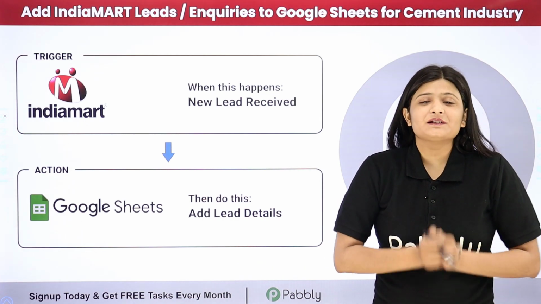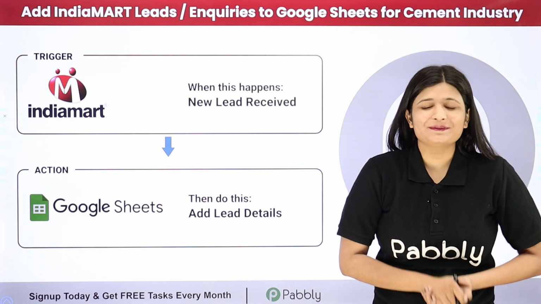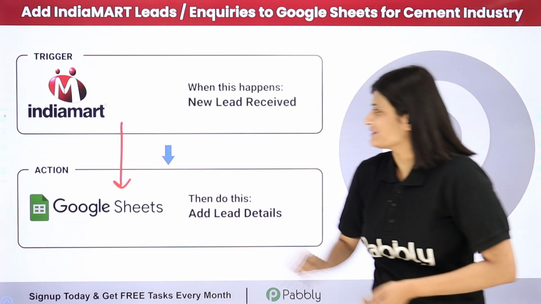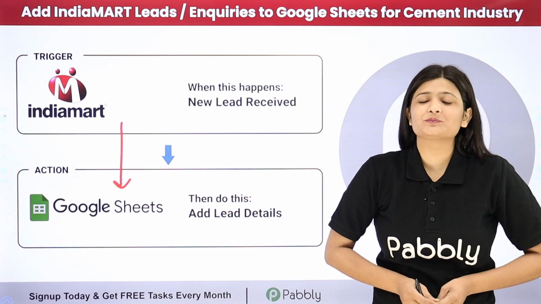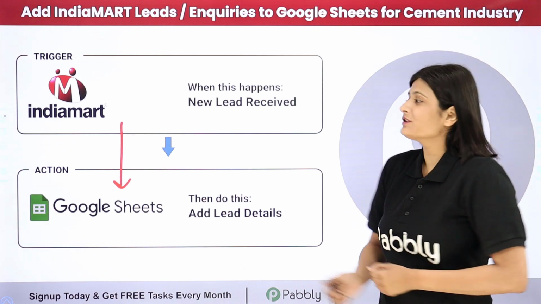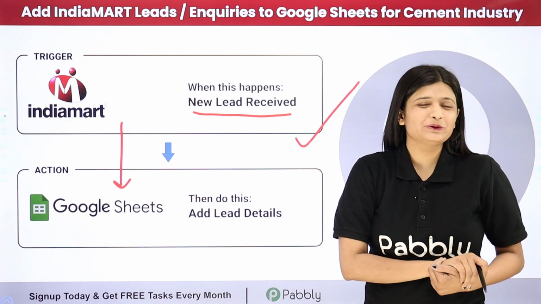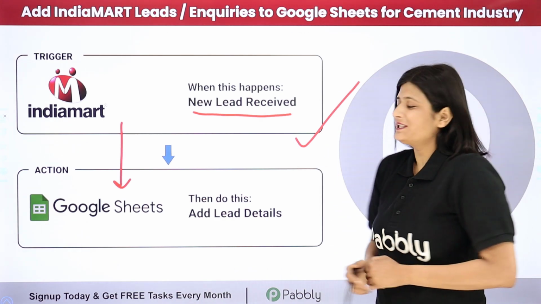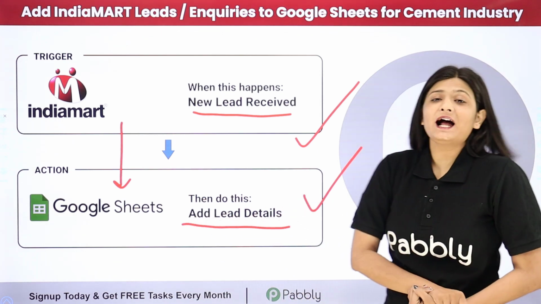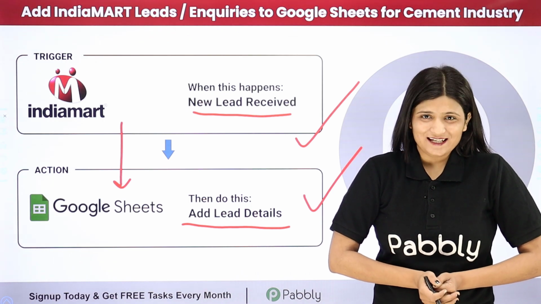So Pabbly Connect is an amazing automation and integration software which requires no coding or programming skills. Here I just need to build a connection between IndiaMART and Google Sheets. Pabbly Connect runs on two principles, which is trigger and action. Here as my trigger application, I am going to take IndiaMART from where I will receive a new lead or a new inquiry, and then in my action application, I am going to take Google Sheets where all these lead details will be added automatically.